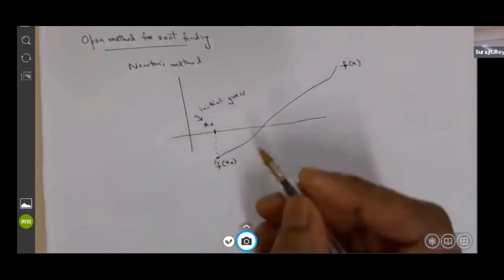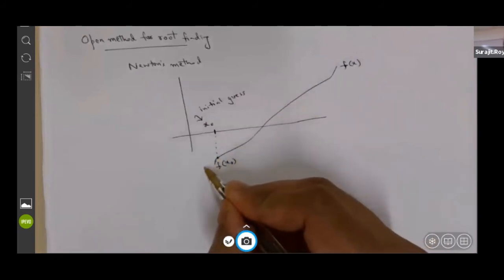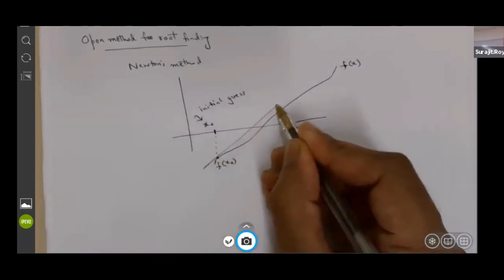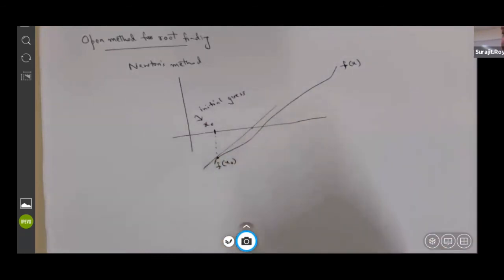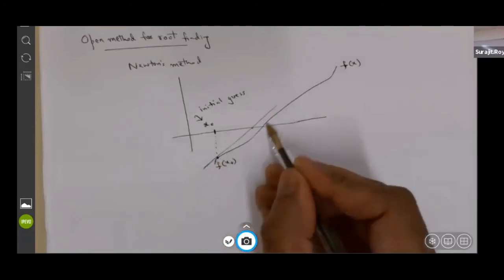So what you will do at the first step is draw a tangent to the curve at the initial guess. So the first initial guess is this, and I draw a tangent to this curve. This is a line which is a tangent to this function.